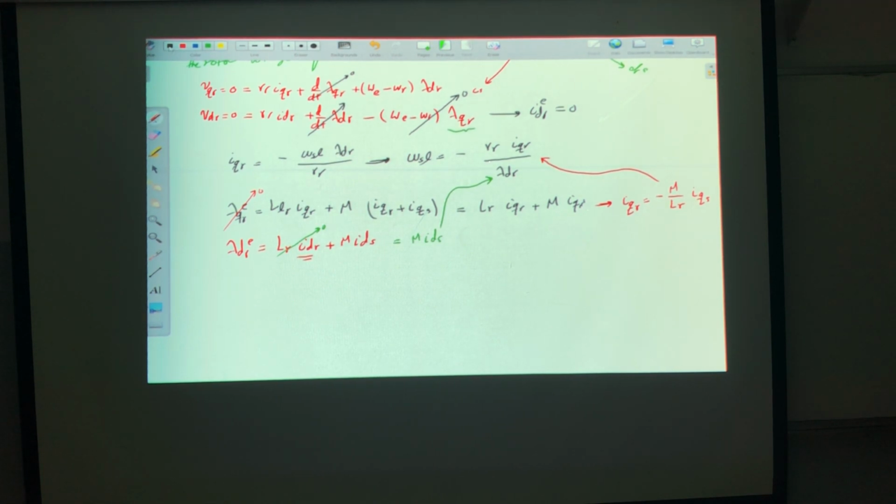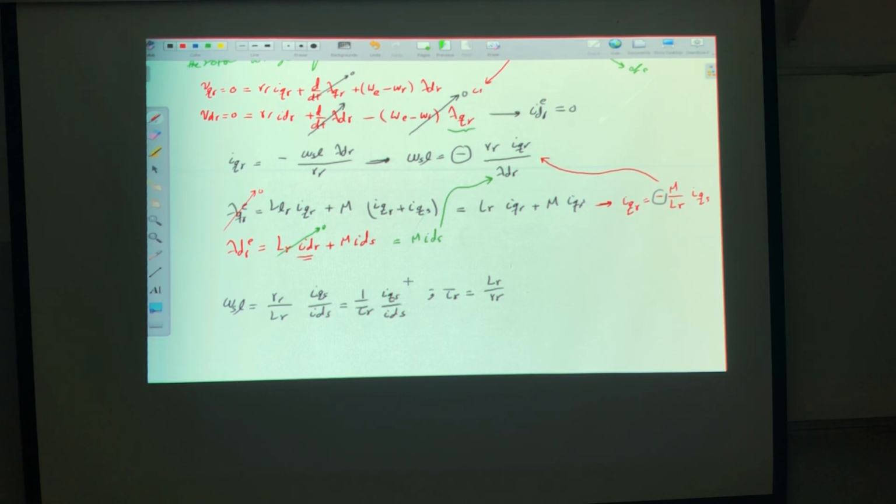If I do so, omega slip now will equal to what? RR over LR, IQS over IDS. Now, tau R equal to what? LR over RR. So this will equal to 1 over tau R, IQS over IDS. Yes. Good.